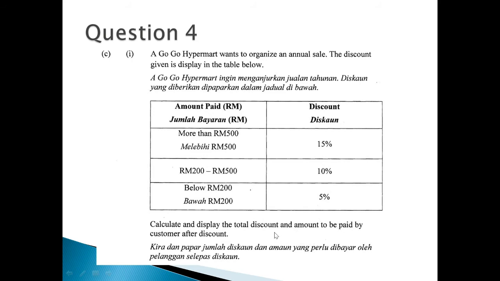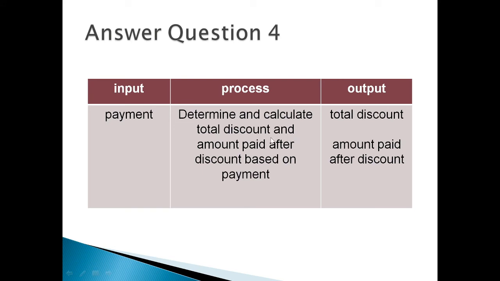And then what is the output? Output must be the total discount and amount to be paid. Okay, so we go for the IPO. So input is payment or amount paid. And then determine and calculate total discount and amount paid after discount based on payment.